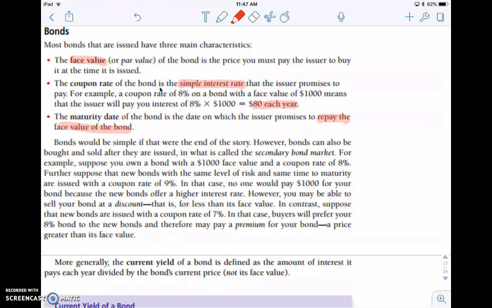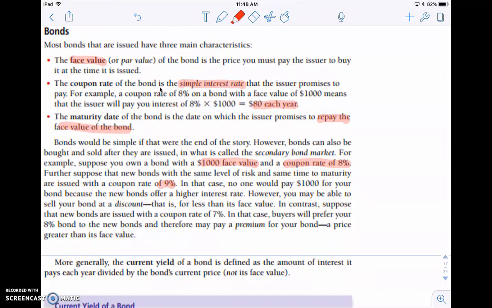Okay. However, if that were the end of the story here, bonds would be pretty simple. However, bonds can also be bought and sold after they're issued. So this kind of adds in a secondary bond market that makes things a little bit more complex. So for example, suppose you own a bond that has a $1,000 face value and a coupon rate of 8%. Further, let's suppose that new bonds with the same level of risk and the same time of maturity are issued with a coupon rate of 9%.